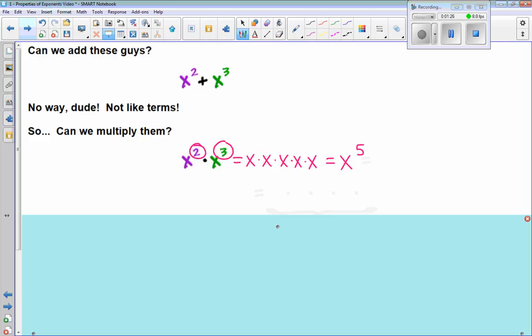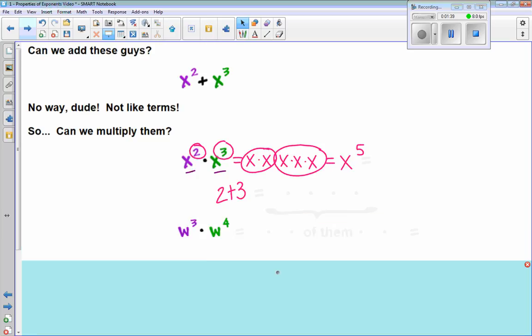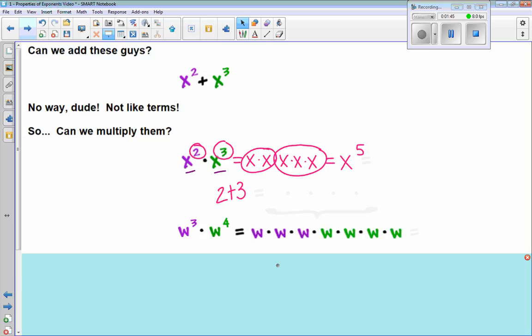Now hopefully you noticed something interesting happening here. We had 2 x's, and then we had 3 x's. So when we combine them, we have 5. So we can actually just add the exponents when the bases are the same. This is what the base is. So w to the third times w to the fourth is w to the 7th. So we just add 4 plus 3.